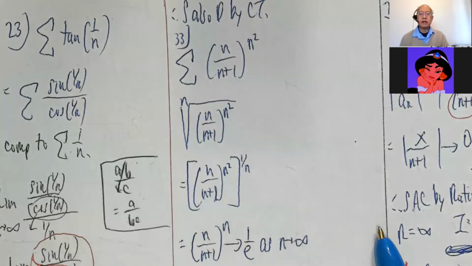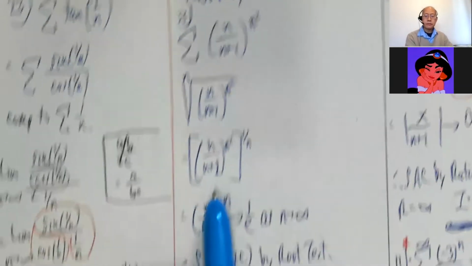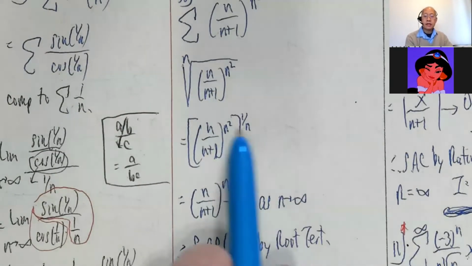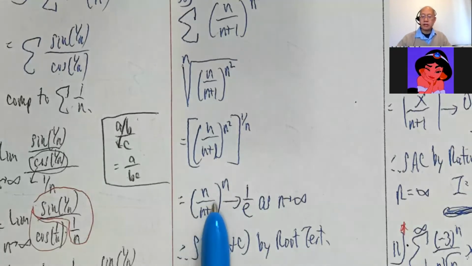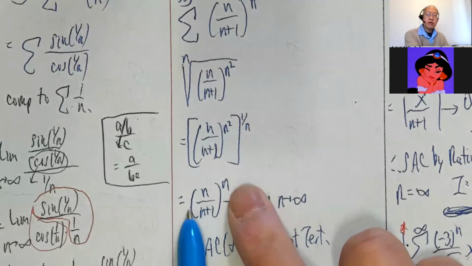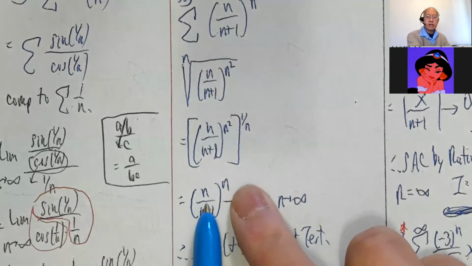Okay. Strictly speaking, you're supposed to have absolute value bars, but these are all positive quantities, so I can afford to leave them out. And then this will become a power of a power. I multiply n over n plus 1 to the n. Now, we saw a little while back that (n plus 1 over n) to the n approaches e.